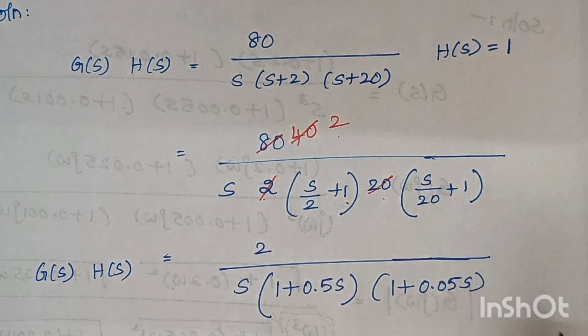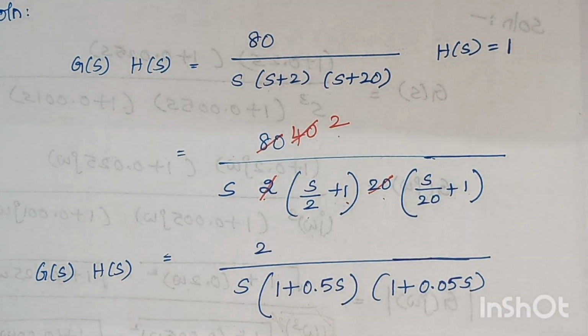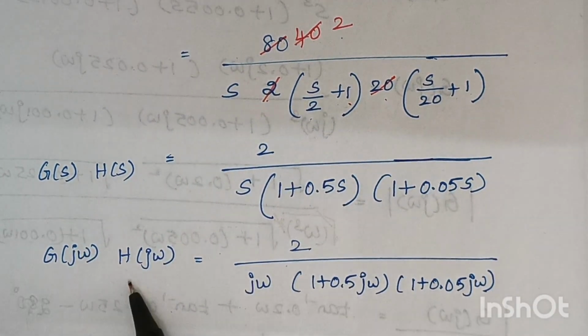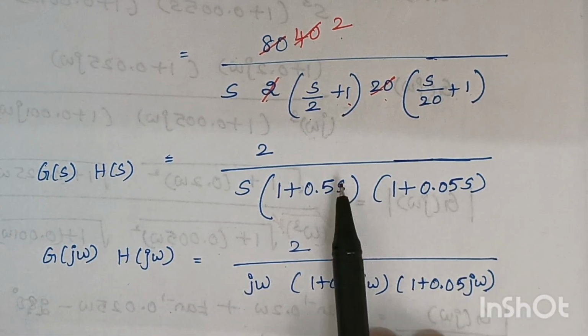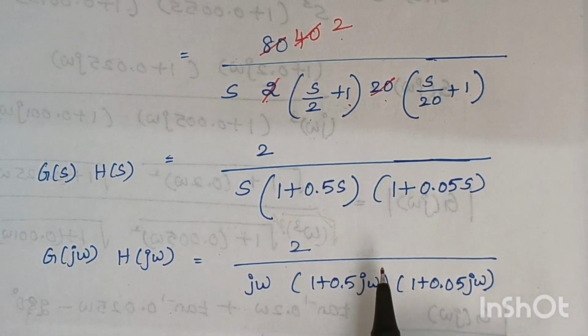The next step is we have to replace s by j omega. So when you replace s by j omega, we will have our expression like this, that is, s is replaced by j omega, that's it, right?